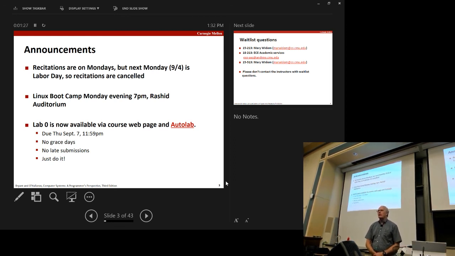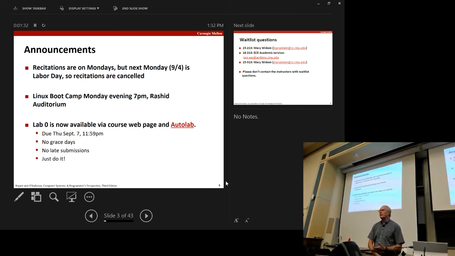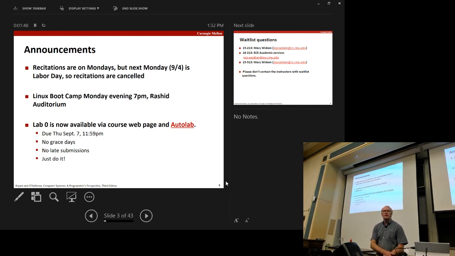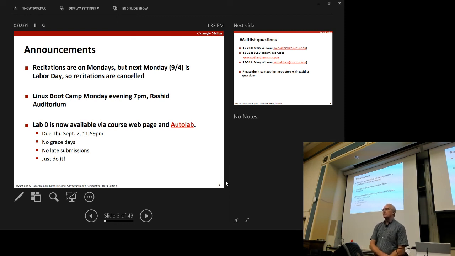As you know, this coming Monday is Labor Day, so there are no classes, and therefore you won't have recitation sections. But we are scheduling what we call a Linux boot camp on Monday evening at 7 p.m. This is completely optional. If you have experience in Linux or command line activities, how do you get code to run, how do you edit files, how do you move files around, will be covered. We'll also cover some on Git, because we're encouraging you to use a Git server that's operated by ECE.